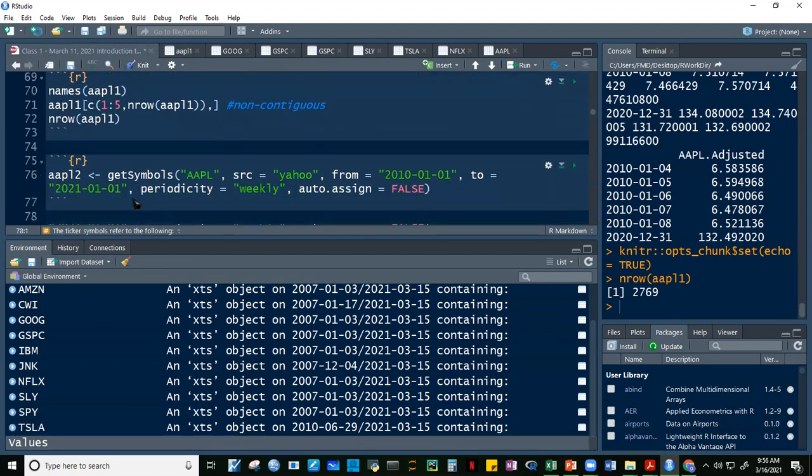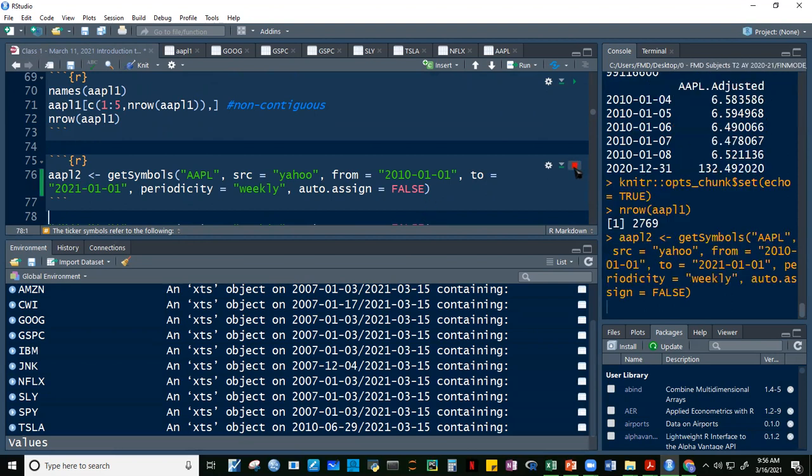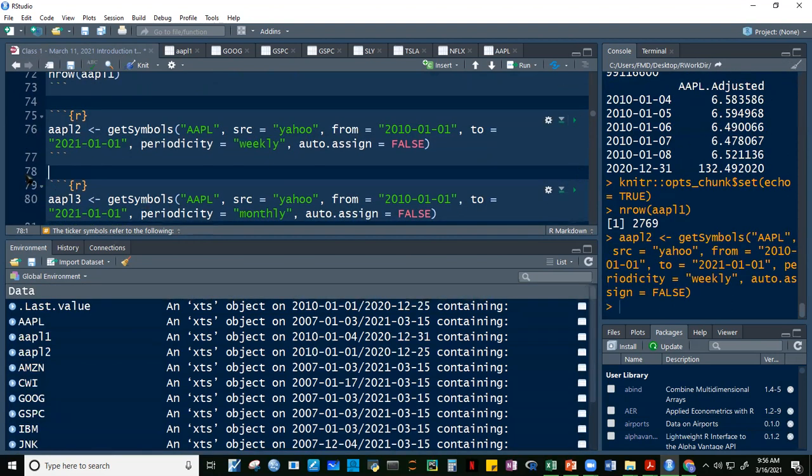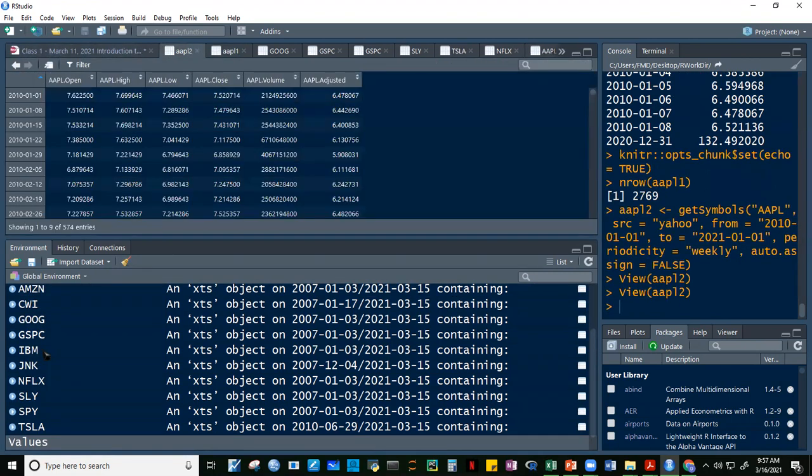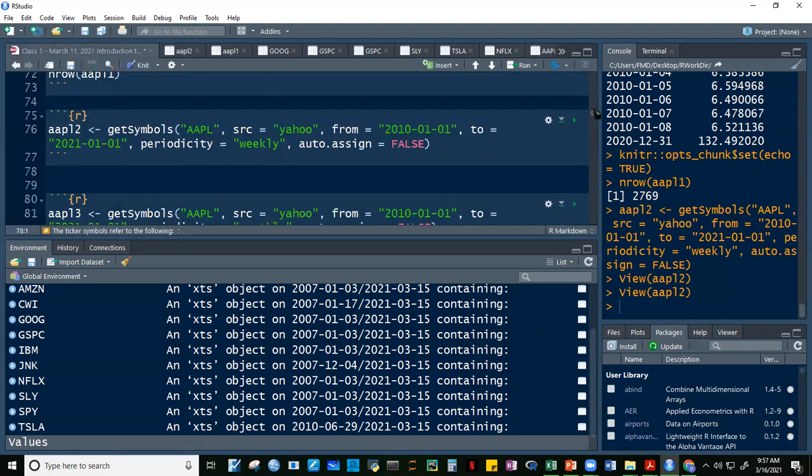So let's create another object, Apple 2, and this time the periodicity is weekly. Okay, so let's run this. Then if you will take a look at Apple 2, you can see now that the dates are January 1, January 8, January 15. So nakita nyo may interval na siya, no? Weekly na to, kasi we wanted to get weekly prices.